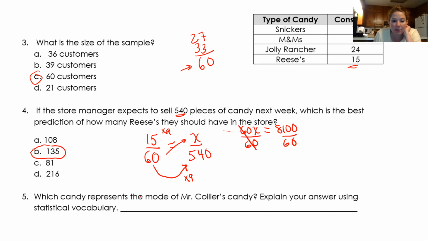Number 5, which candy represents the mode? So what does mode mean, everybody? The answer that occurs the most. So in this situation, we would have Jolly Ranchers.